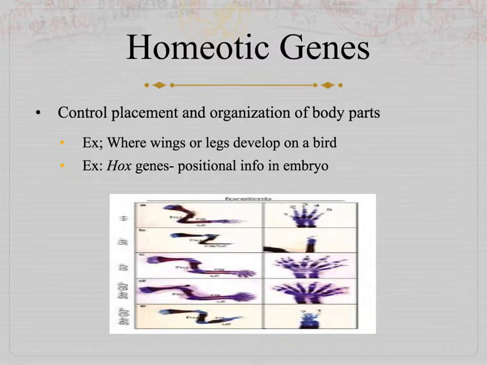One of those types of genes were the Hox genes, and those determined positional info inside of the embryo, and they were able to cause really crazy cool things to happen, like doubling the digits. Okay, so it caused the digits to develop both on the left side and the right side.